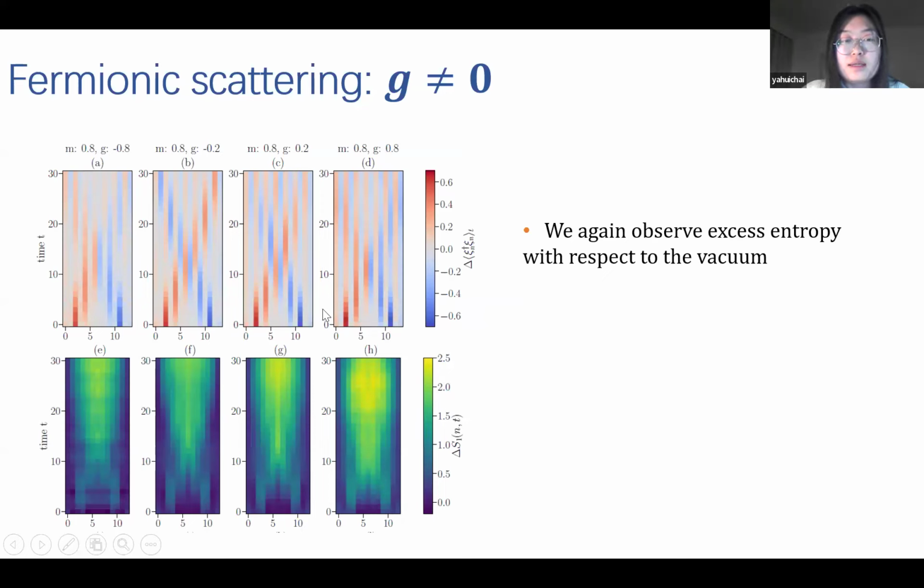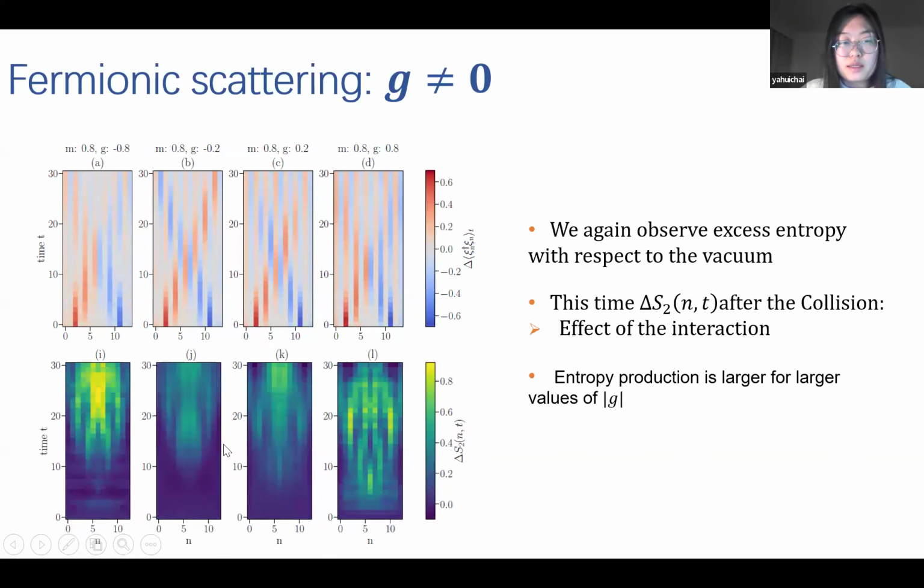Besides, for the interacting case, we also observe the entropy. So first, the difference of entropy with the vacuum, we can see it is the same, more entropy generated, and then we subtract it by the individual wave packets. There is still a lot of entropy left. So this is very different from the non-interacting case, and this is the effect of interaction. Interaction generates more entropy in this case.